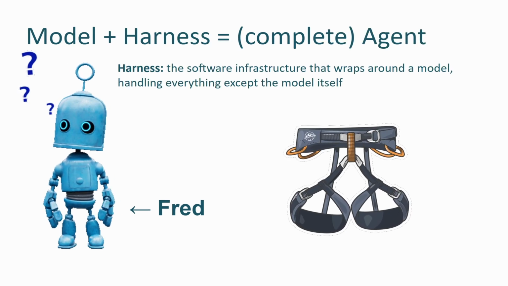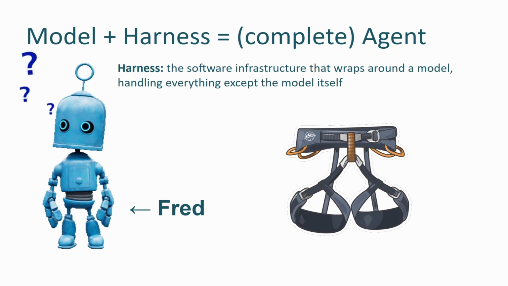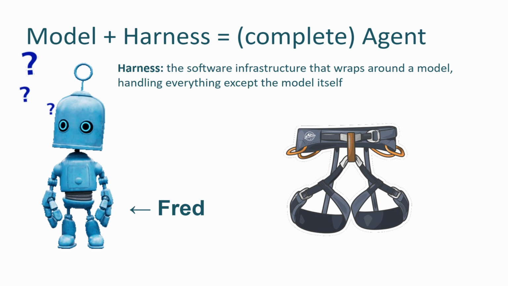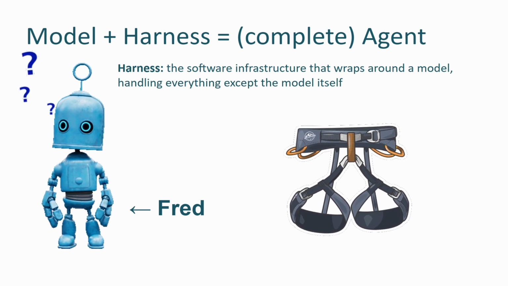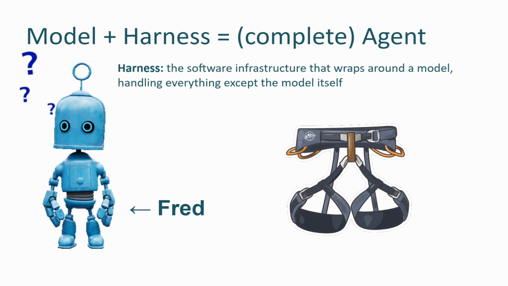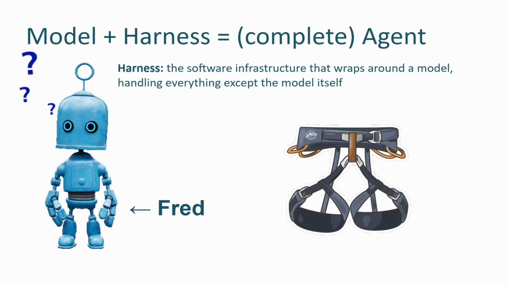So what's a harness? A harness is the software infrastructure that wraps around a model, handling everything except the model itself. In practical terms, the harness connects an AI model to the outside world, enabling it to safely deliver tools, remember context between steps, and interact with complex environments.